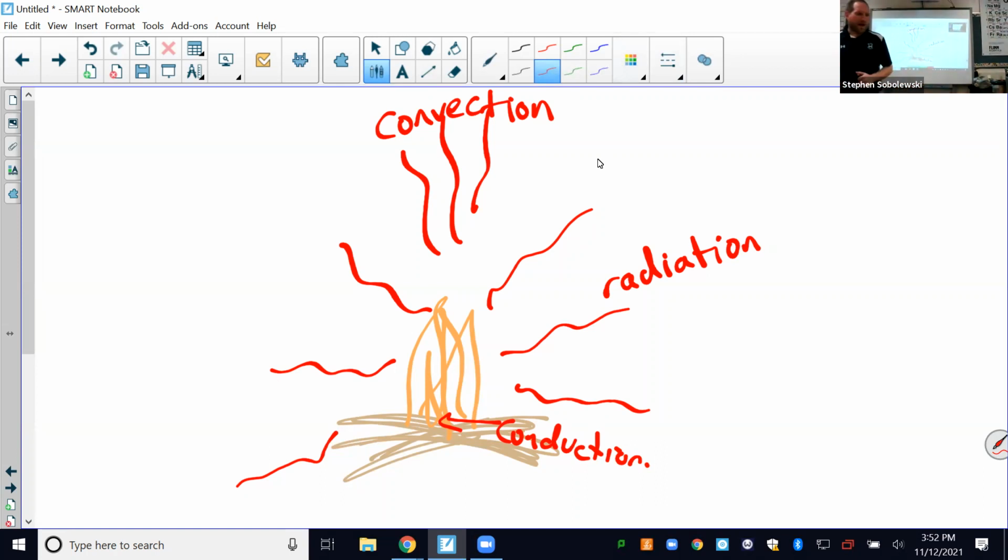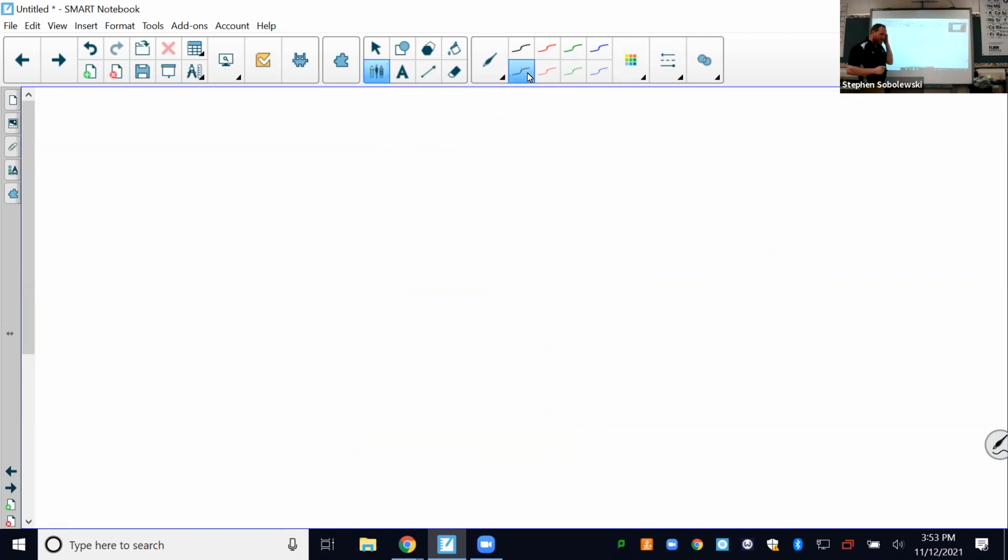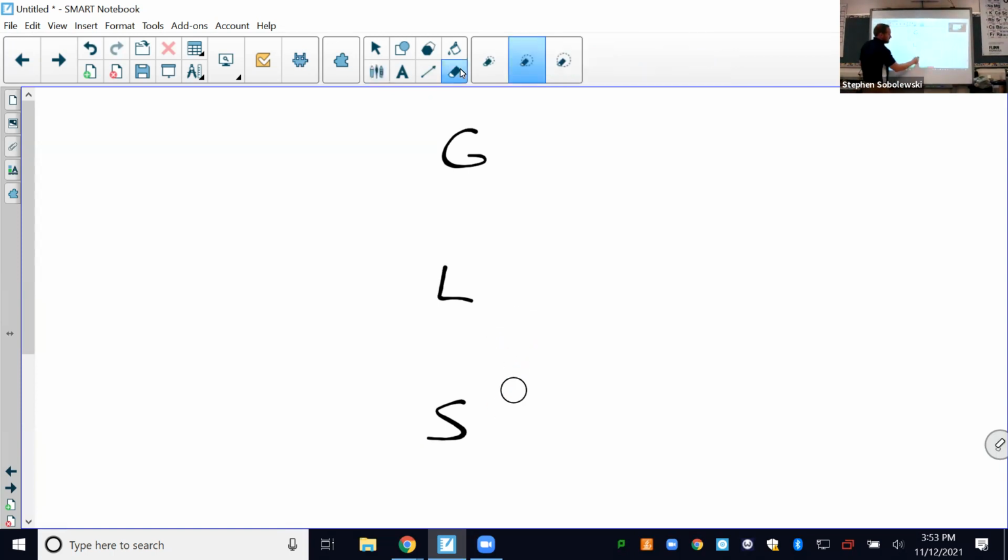Let's talk now about phase changes. There are six phase changes that we're going to talk about. And they correlate, of course, with the three phases, which are solid, liquid, and gas. Now, why do I write it like this? I'm ranking it in terms of energy. Gases have the highest energy, liquids have the middle, and solids have the lowest energy.